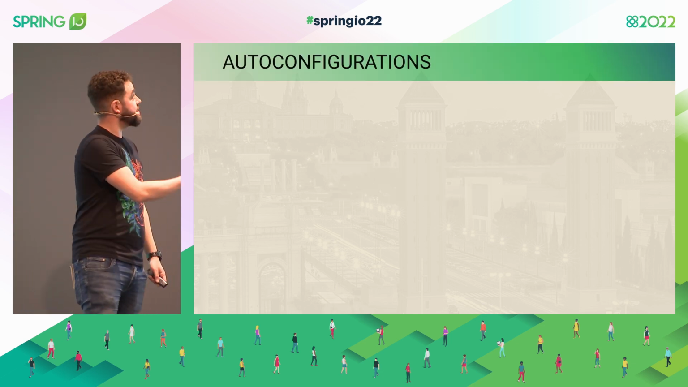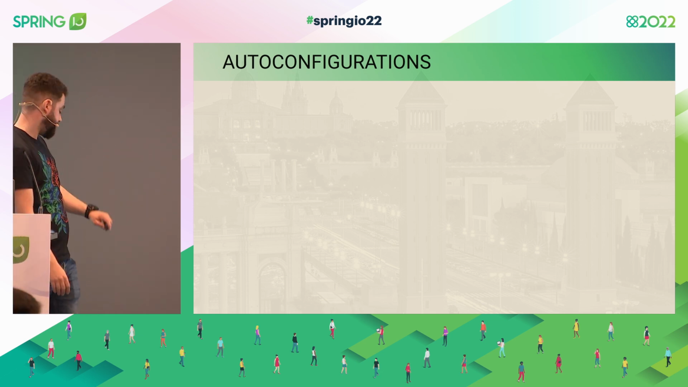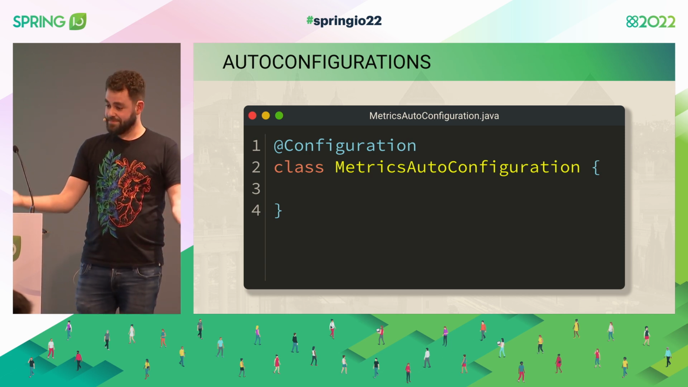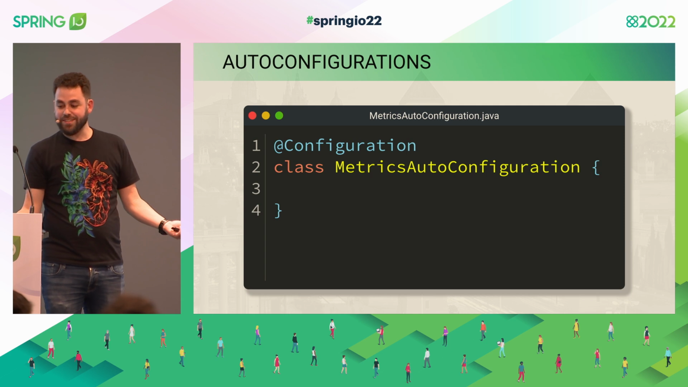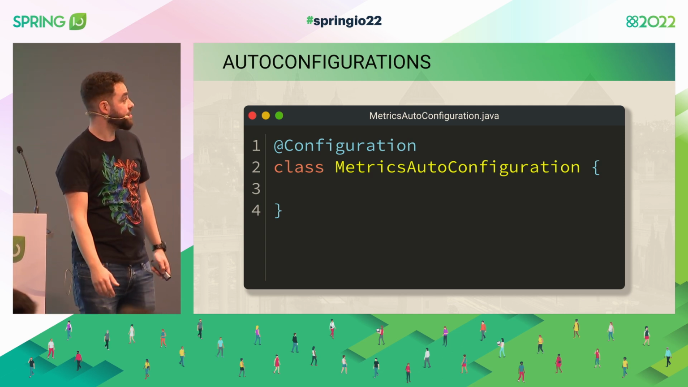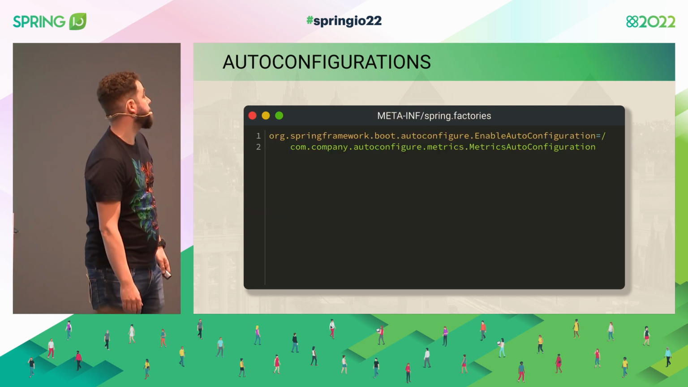And to the rescue, there come the auto-configurations. So what is an auto-configuration? An auto-configuration looks something like this. You might say it's just a normal configuration, Rubén, but it's just called auto-configuration. It's not that magic, right? Actually, it's not. We can just create these classes, and we can register them on this file.